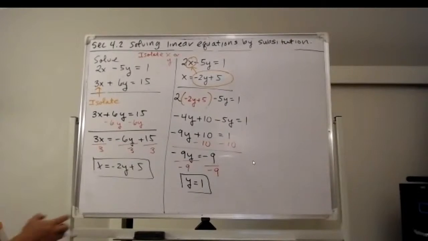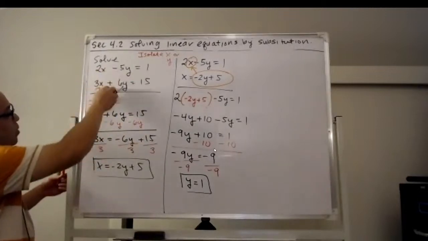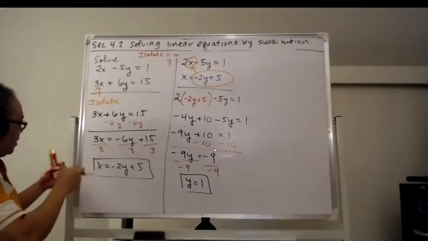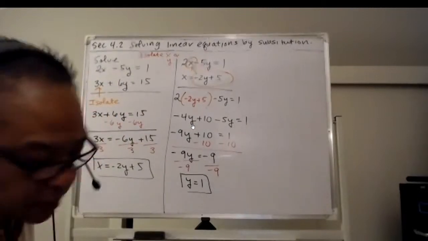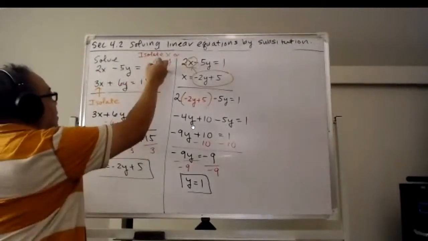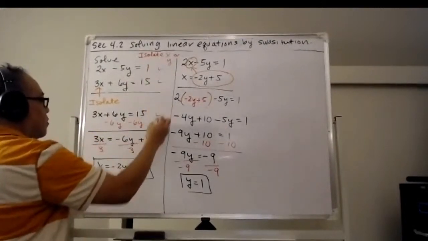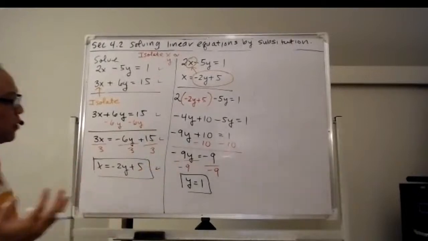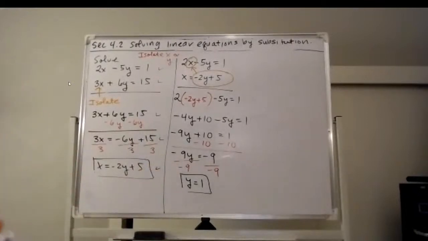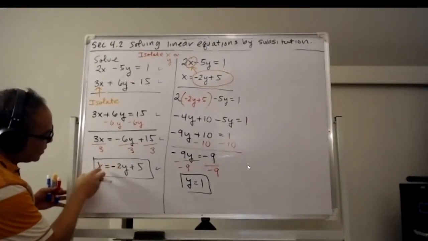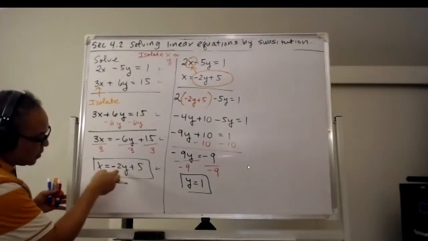Okay. Now plug this into any equation that has two variables. So you can plug it into this one, this one, this one, this one, or this one. Pick the one you think is easier. Usually after you isolate it, that's the easiest one, only because the x is already on one side. You're just plugging the 1 into here.